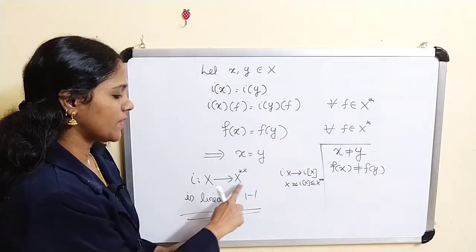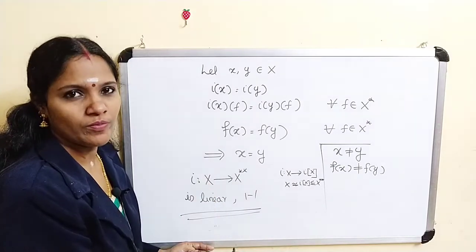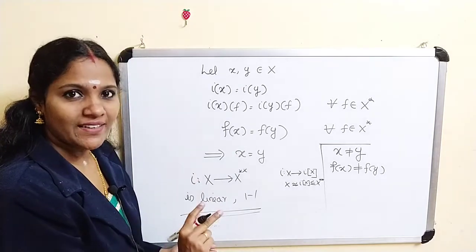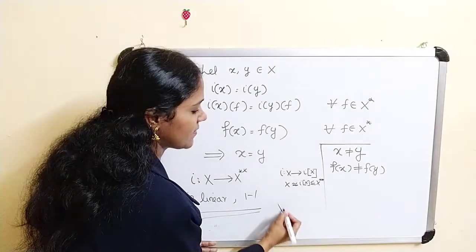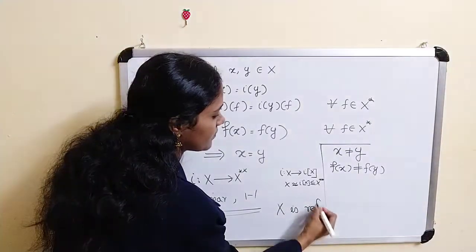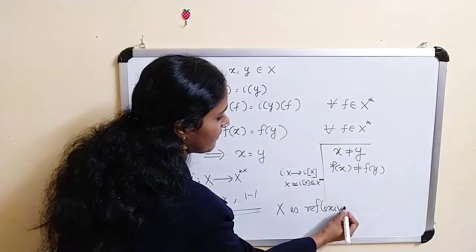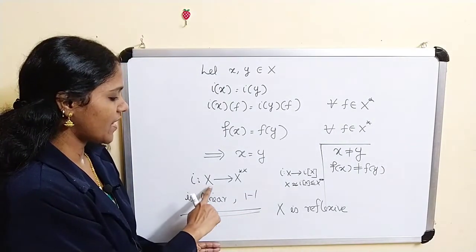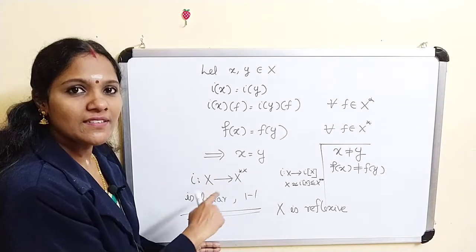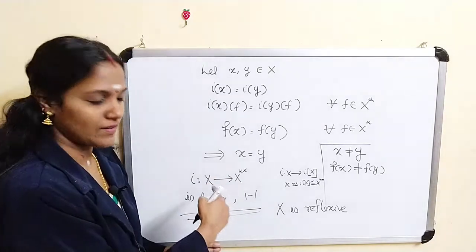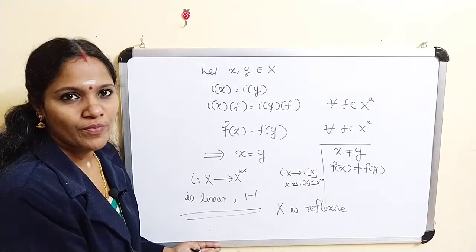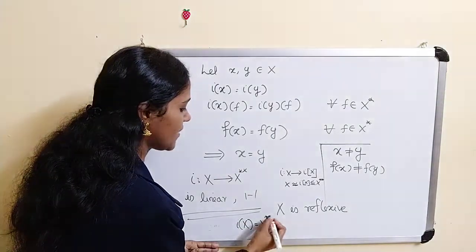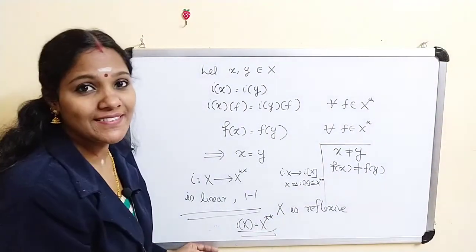Suppose this map, this I, is onto. There may be cases such that this map is onto. In that case, we can say that x is reflexive. The space x is reflexive if there exists a function I from x to x double star that is linear, 1 to 1 and onto. Therefore, if I of x equals x double star, then we call x a reflexive space.